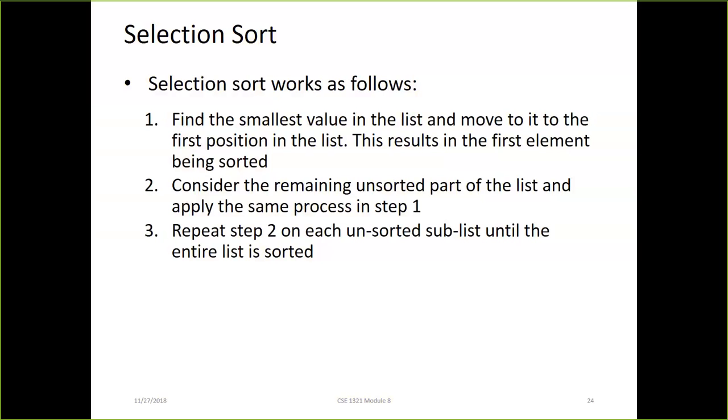This is step 1. It says find the smallest value in the list and move it into the first position in the list. So in order to find the smallest value in the list, how can I do that? We can do a linear search, right?